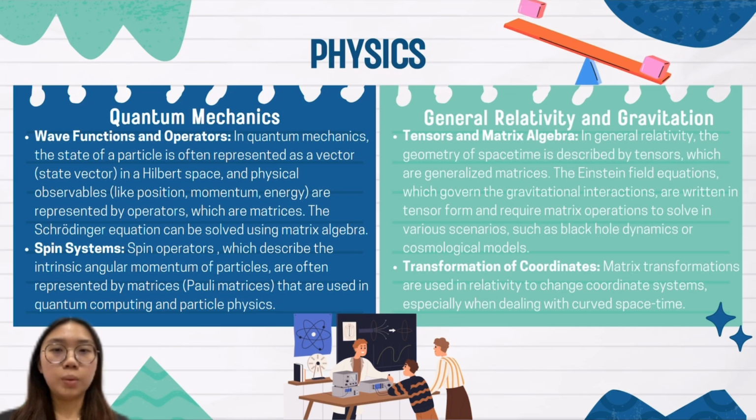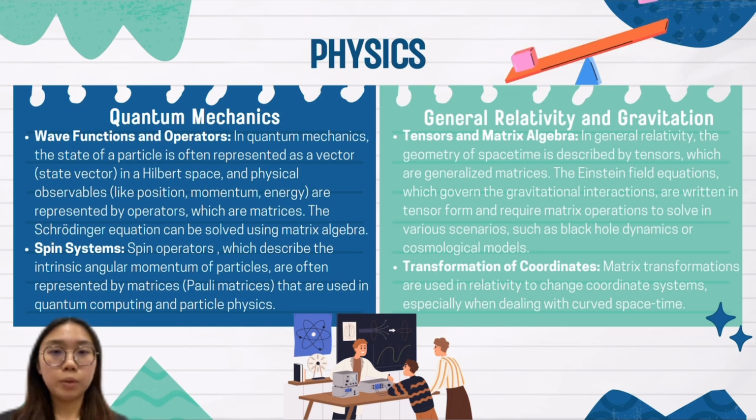The Schrödinger equation can be solved using matrix algebra. In spin systems, spin operators which describe the intrinsic angular momentum of particles are often represented by matrices, which are Pauli matrices. They are used in quantum computing and particle physics.